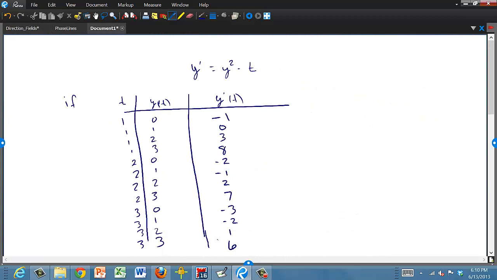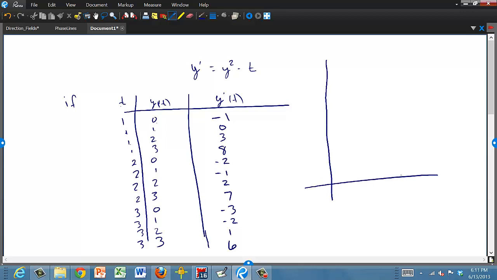Okay, so we filled out this table, and what this is telling us is if a solution to the ODE passes through the point 1, 0, then at that point it will have slope negative 1. If it passes through 1, 1, then it'll have slope at that point 0. If it passes through 1, 2, it'll have slope 3. And I've done all of this again just by plugging in t and y of t into the right-hand side of the ODE here. So let's go ahead and turn that into something we can look at.